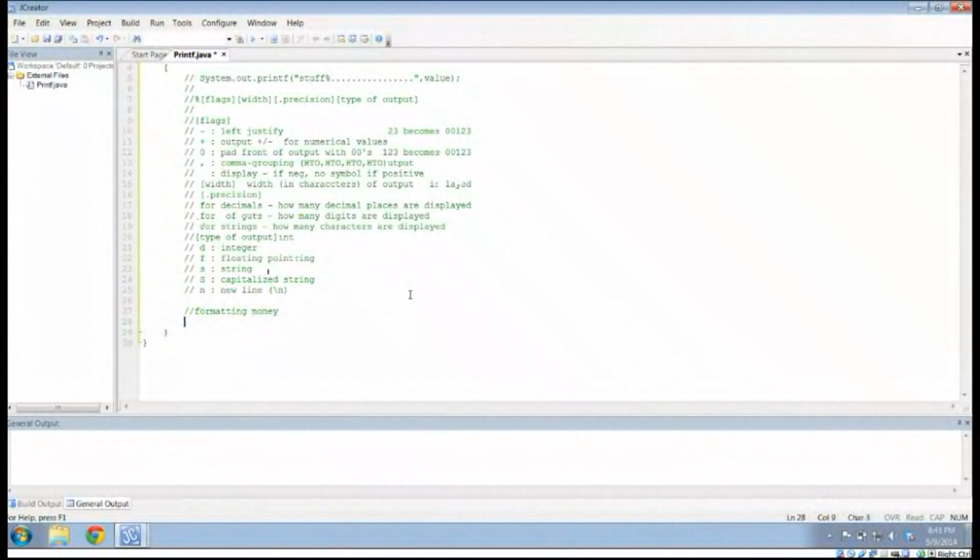So let's say I wanted to talk about formatting money. Now normally when I format money, I want it to 2 decimal places, even though I may be dealing with a whole amount of money. So what I would have is something like System.out.printf, and then I'd say the total is, and then I'd have a $ sign to represent the total, and now I want to start my printf.